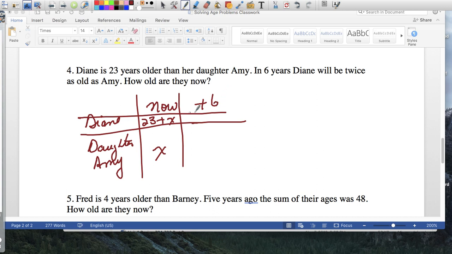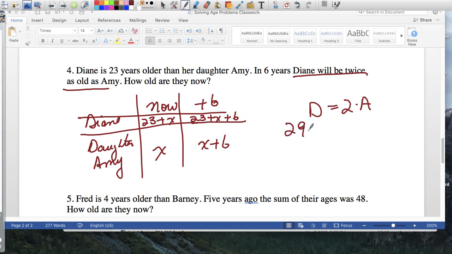In 6 years, obviously Diane is going to continue to have the relationship, but she's going to be 6 years older, and the daughter is going to be whatever her age is, plus 6 years, right? And to set up our equation, we're going to use that sentence over here. In 6 years, Diane will be twice as old as Amy, so Diane is going to be 2 times whatever Amy is. Substitute. So instead of writing 23 plus x plus 6, I'm just going to write 29 plus x, because I can combine those two like terms. And Amy is x plus 6.